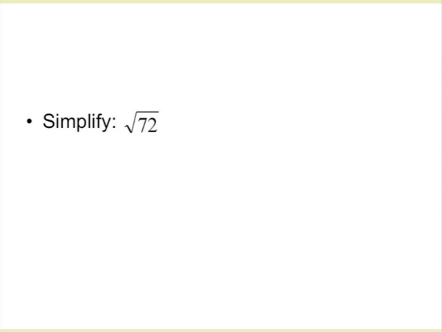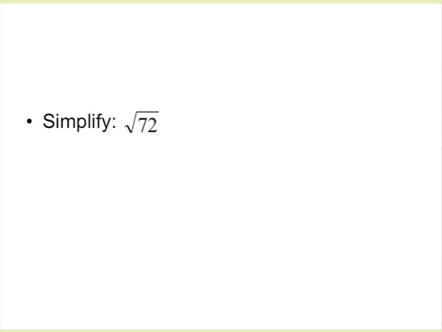So 72, I want to think about what divides into 72. So, I don't know, maybe 4 goes in there, so I could try that. 72 divided by 4, I get 18. So that's an option. We could do that. But maybe something bigger goes into 72. 9 goes into 72, 9 times 8. Maybe something even bigger. So 9, 16 does not divide in there.